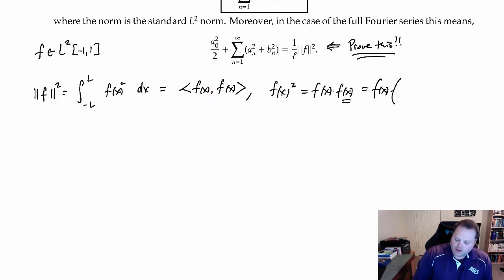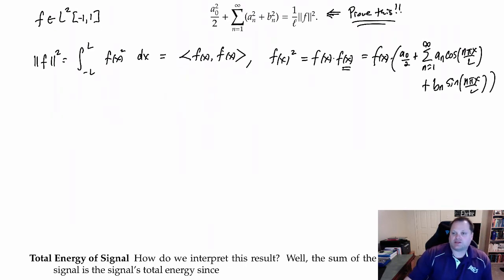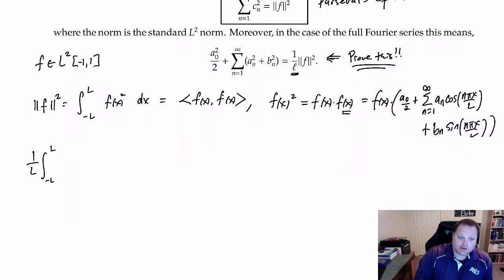So that would be a naught over 2 plus the sum, n goes from 1 to infinity, of an cosine n pi x over L plus bn sine n pi x over L. And so what we're going to do here is we're going to take this and we're going to replace one of the f of x factors in f of x squared inside this integral with this term. And I'm going to divide through by L to make the calculation go a little bit better, and also to mimic the fact that we have a 1 over L here. So 1 over L times the integral of this would be, well actually let's just do it without the integral first, and I'll put the integral in here in just a second.